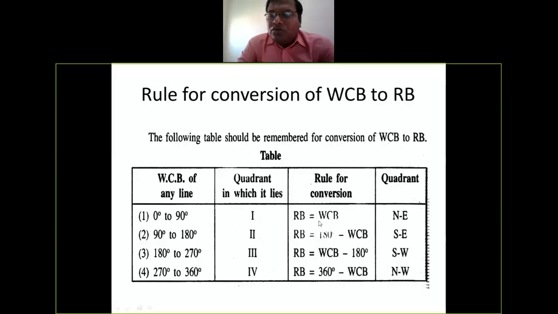RB is equal to WCB. Then if your WCB lies between 90 and 180 degrees, meaning it is in the second quadrant, southeast, what is the rule of conversion? RB is equal to 180 minus WCB.